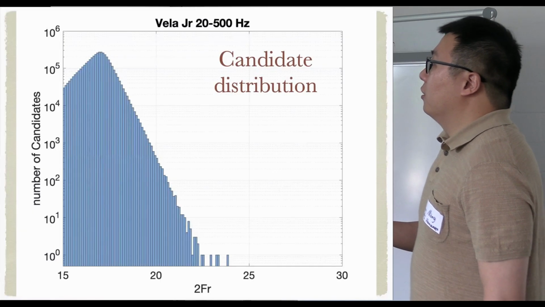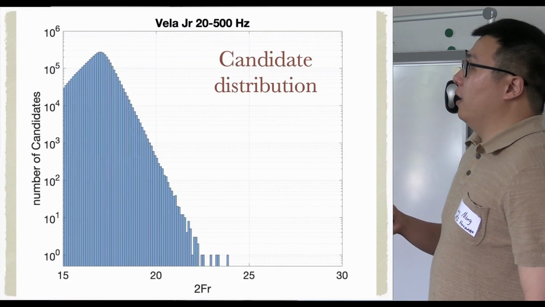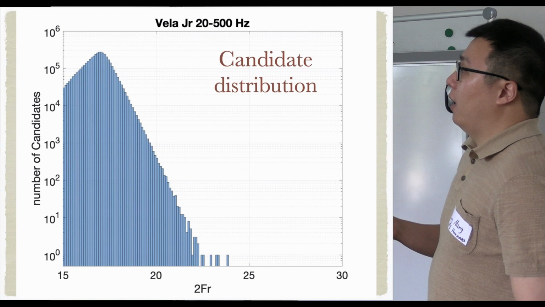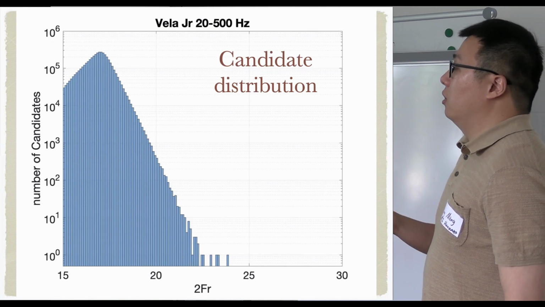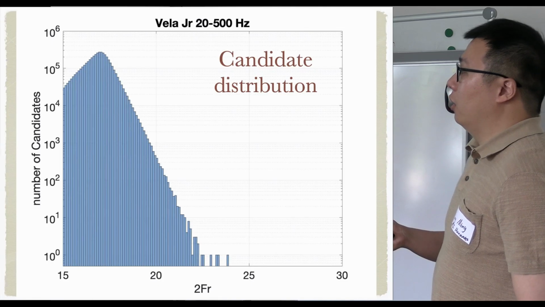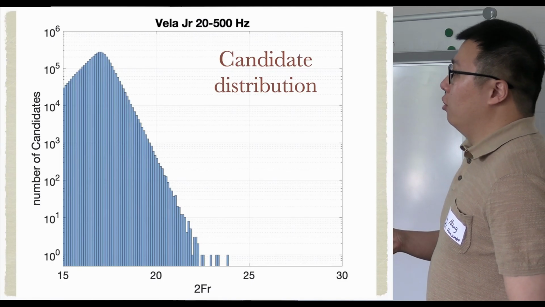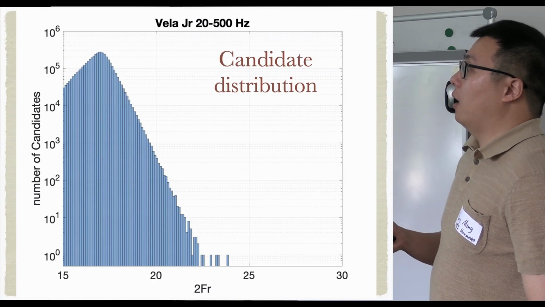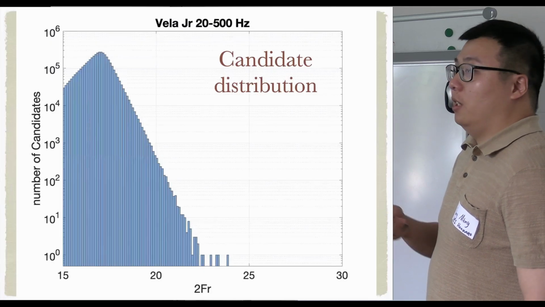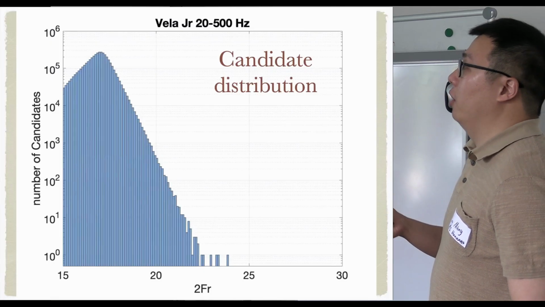Then we excluded the candidates in the disturbed band, and we have this detection statistic distribution. From this distribution, it's pretty much Gaussian to me, so we can simply say that we don't have any outliers. Based on this null result, we can set the gravitational wave amplitude upper limit.